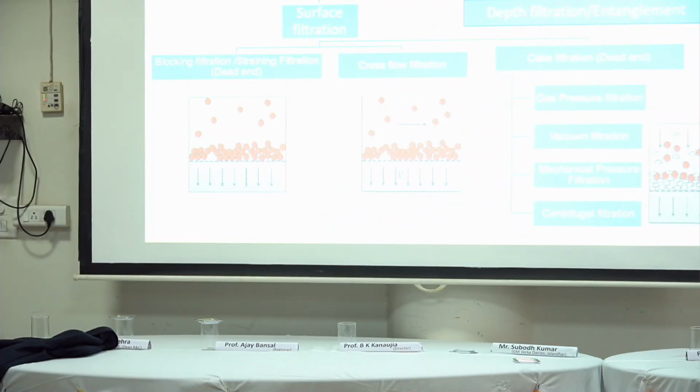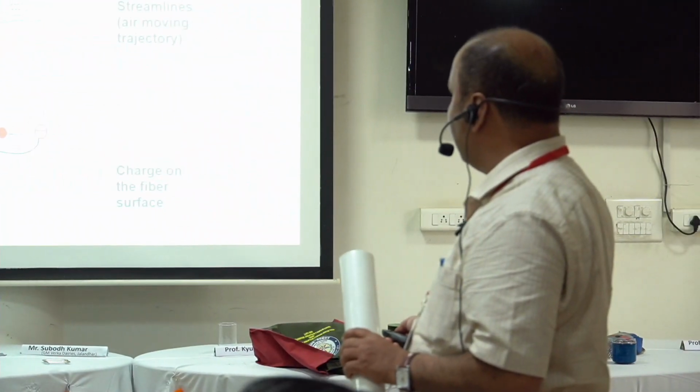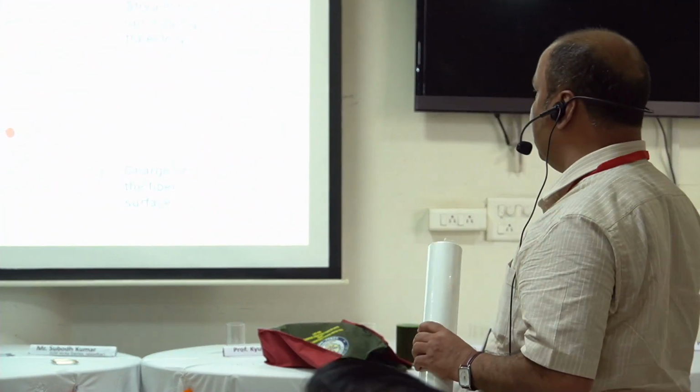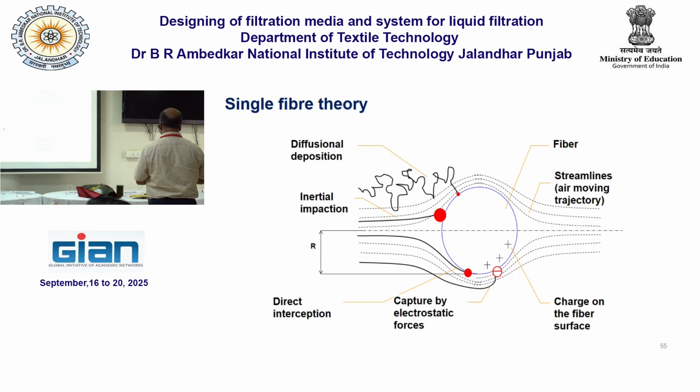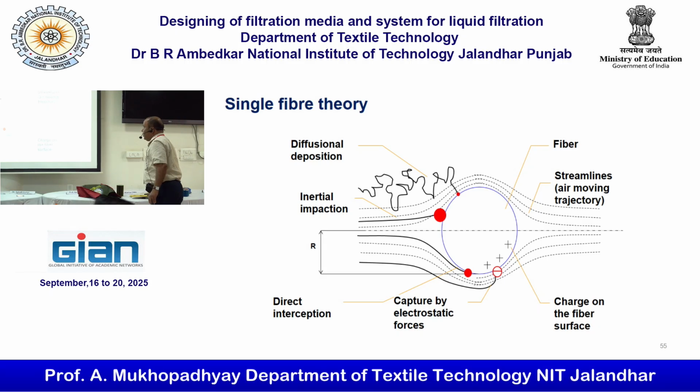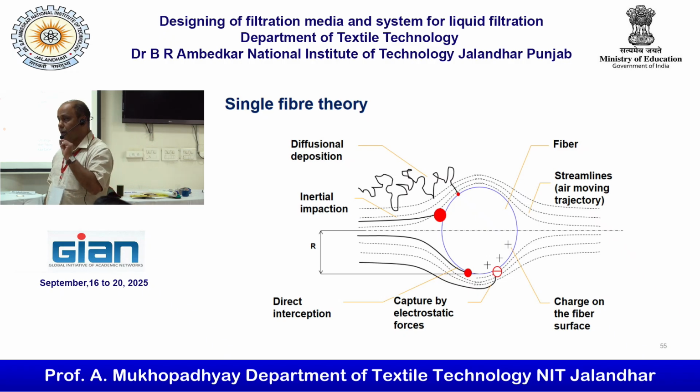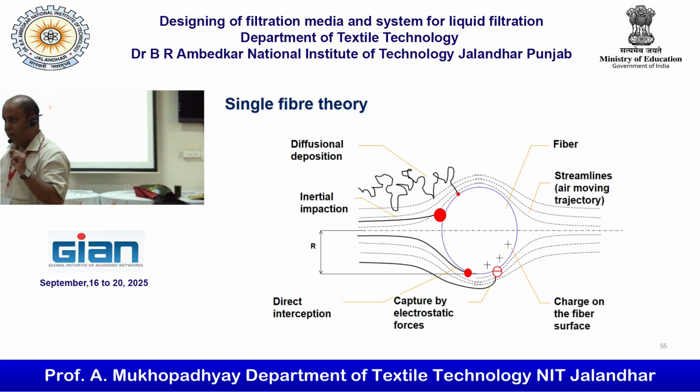So I think we can take 5 minutes more. Okay, single fiber theory, normally we say this is the single fiber theory. Diffusional deposition. This is the inner side. I am showing the cross section of the fiber. This is the inertial impaction. Fiber, I mean particle, because this was proposed by one of the chemical engineers long back.